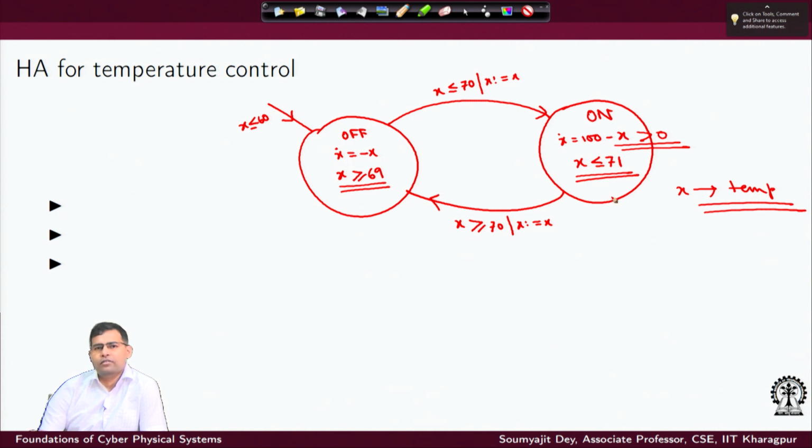Eventually what comes out of this design is, my target is to keep the temperature around 70. It goes below, I turn it on, it goes above, I turn it off, and that is how this hybrid automata operates. So, with this we will end this lecture.